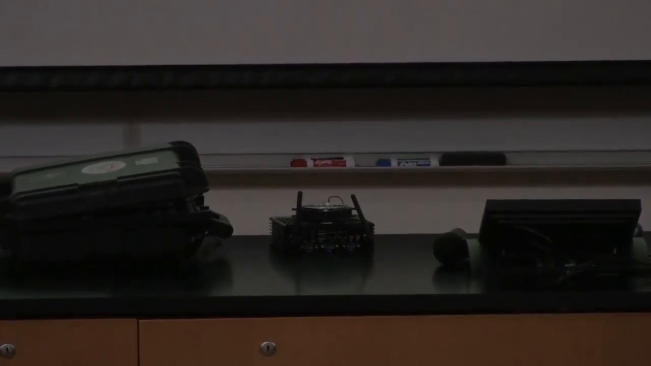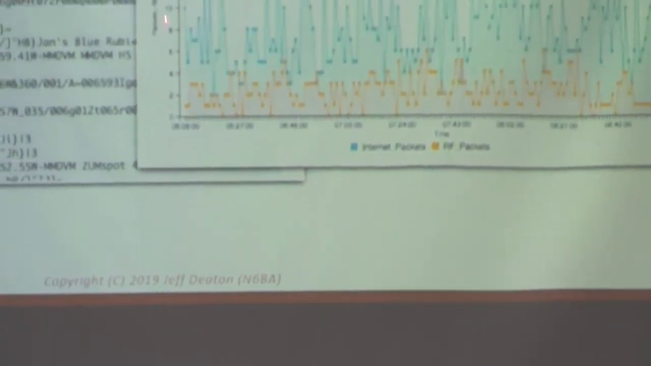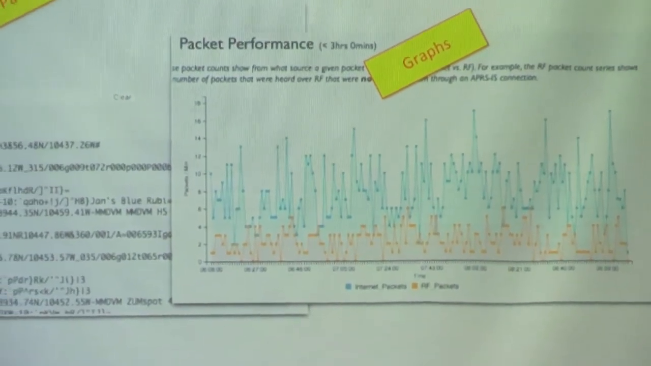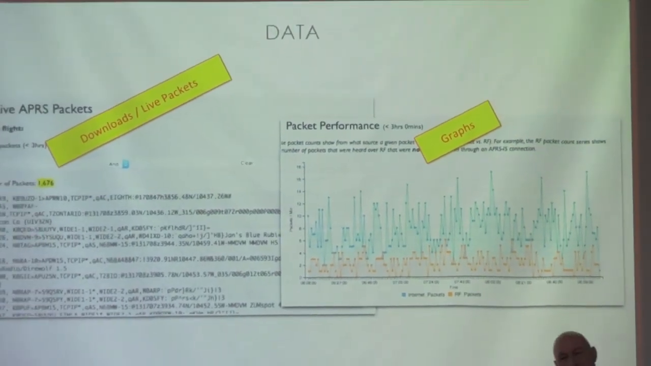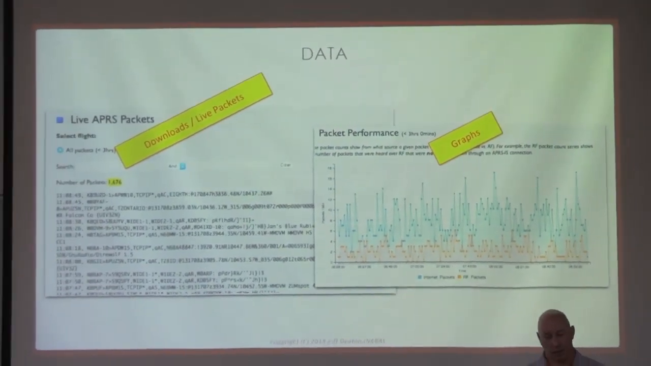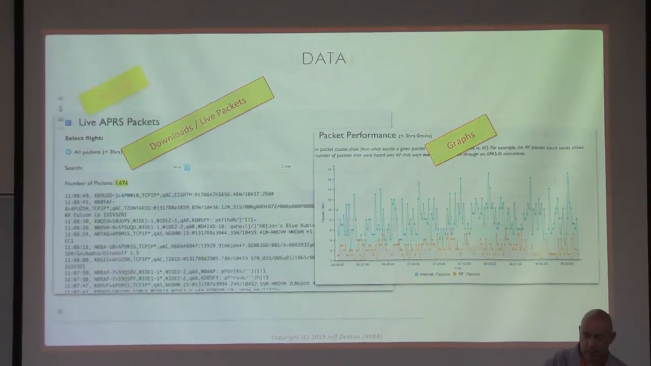And in the graph, well, the colors didn't come out so good in that, but the orange is the RF thing, packets that came in over RF, meaning came in over the SDR stick. And then of course blue are packets that originated from the internet, and that means someone else iGated the packet for you. You just happen to pick it up.